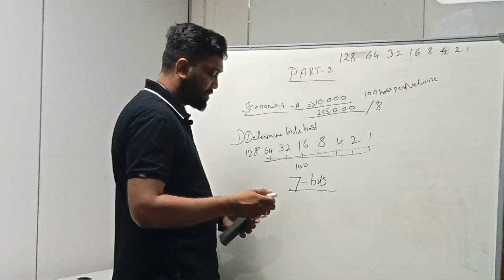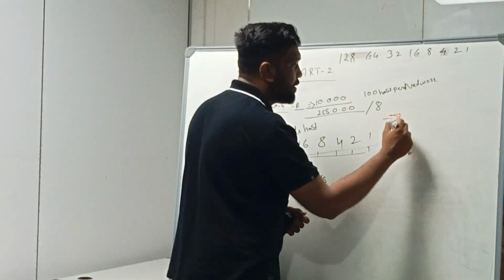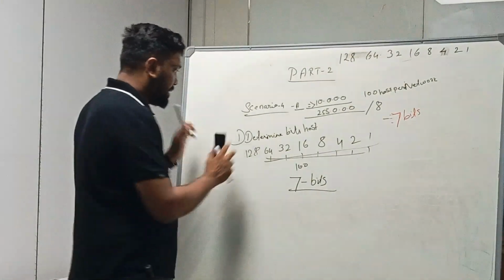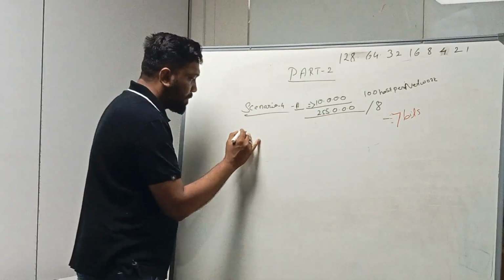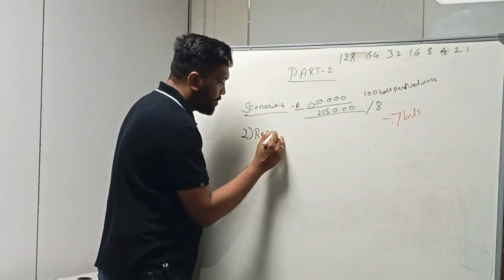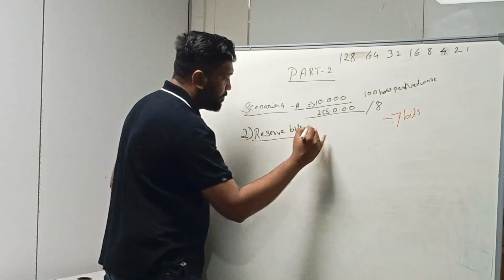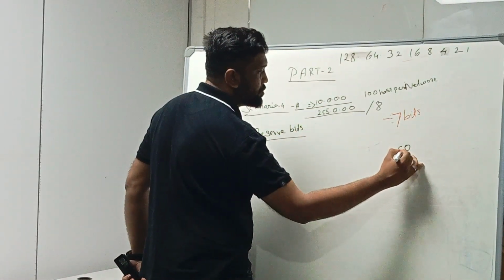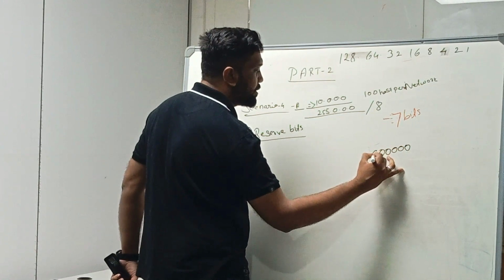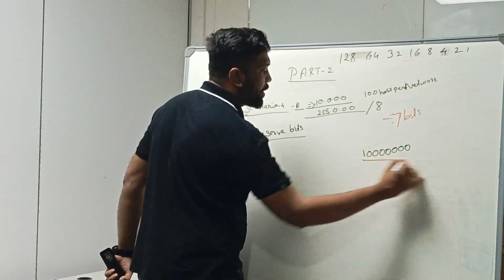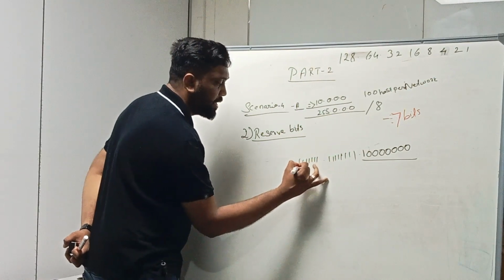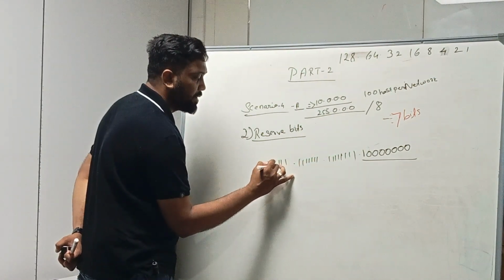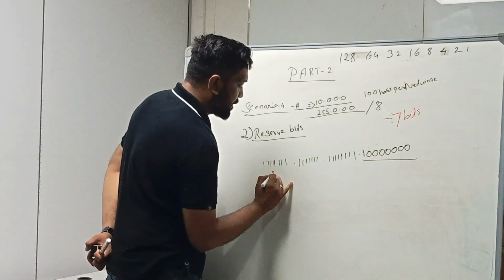Now let us do the next calculation. Reserve the 7 bits and find the increment value. 1, 2, 3, 4, 5, 6, 7, the remaining one is a 1. Now 8 is completed. 8 bits, 8 bits, 8 bits in the first three octets. Now calculate the subnet mask.